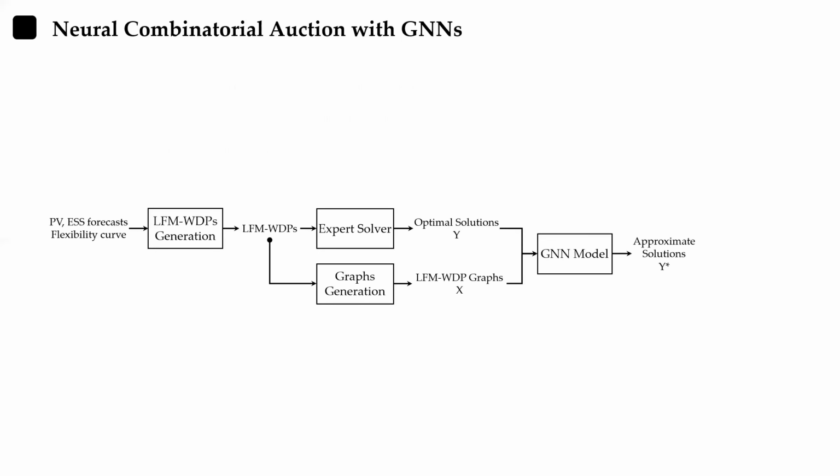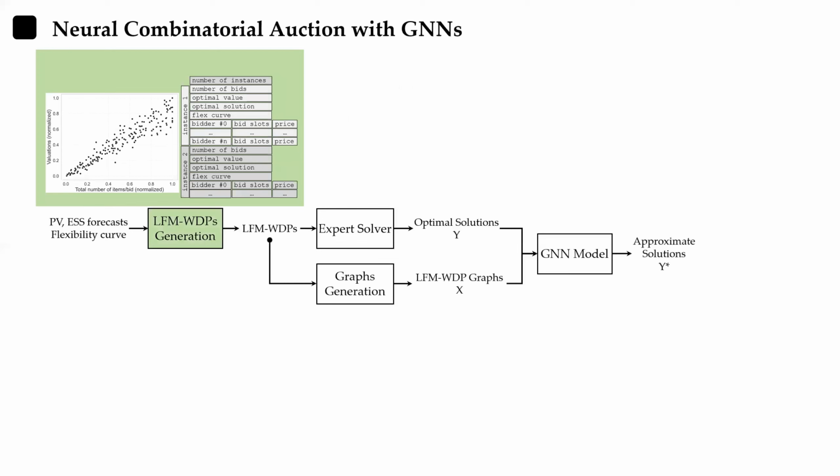To accomplish that, we followed 4 main steps. First, because there is no gold standard allocation data set, we started with generating our problem instances. We use real-world PV production and generated prosumer bids. Then we used an expert solver, which is Gurobi, to generate the solution to be our target labels.